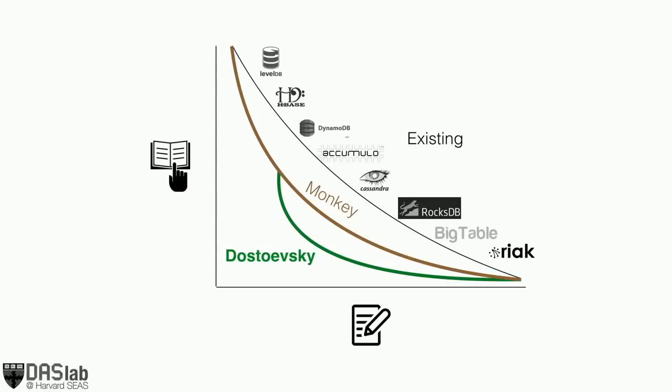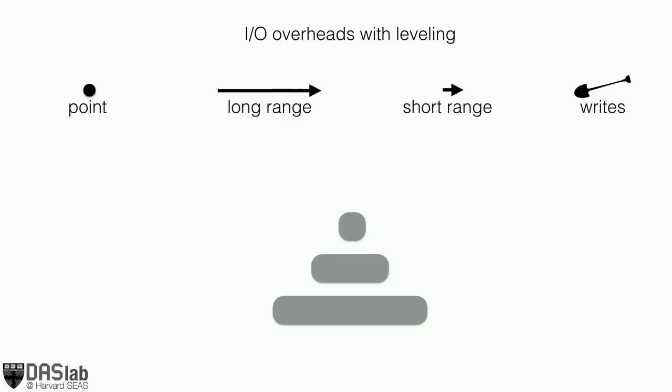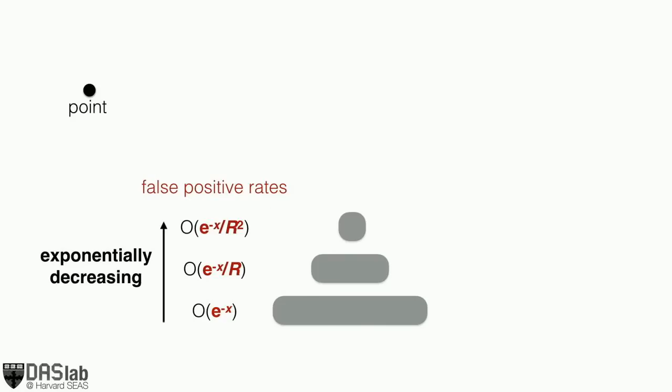All right. So the next one is Dostoevsky. That builds on top of Monkey. But to understand the context for Dostoevsky, I'm going to start off by doing a problem analysis on the leveled merge policy in existing LSM tree designs. So what I'm going to do is an I/O breakdown of where the different I/O costs arise for different types of operations in the LSM tree, and then we're going to spot some sort of design problem and see how we can tackle it.